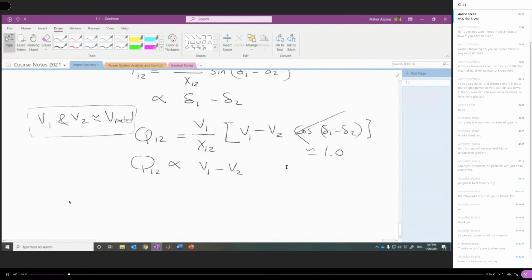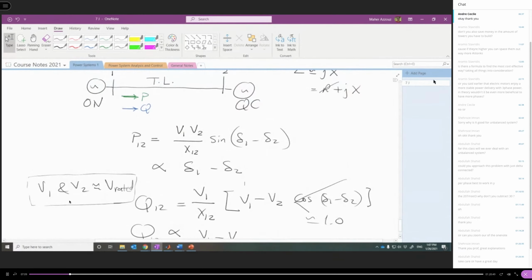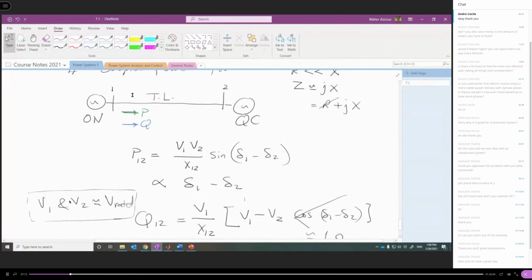Okay, so we learned that the reactive power is proportional to the voltage difference. So if you want to transfer reactive power from Quebec to Ontario, then we have to increase the magnitude of V2 as opposed to the magnitude of V1. And I told you this power transfer can work in either way.